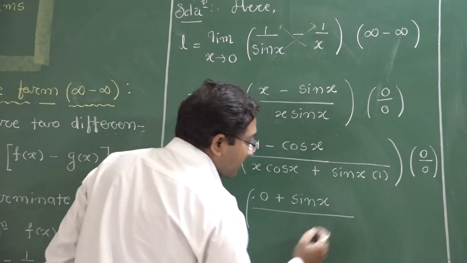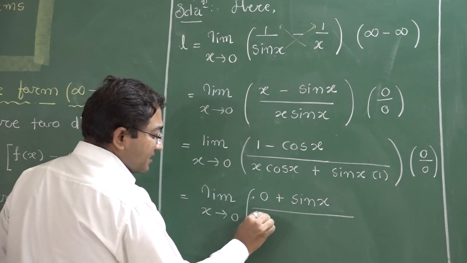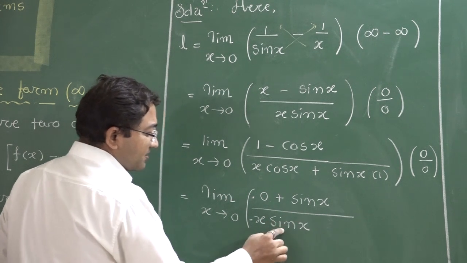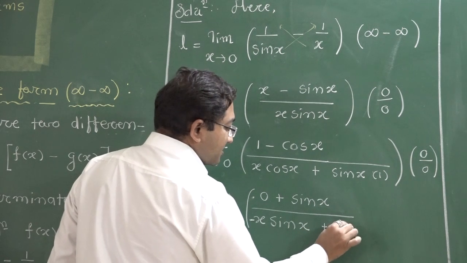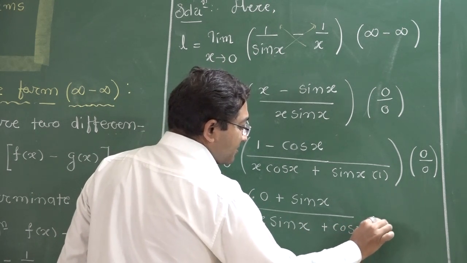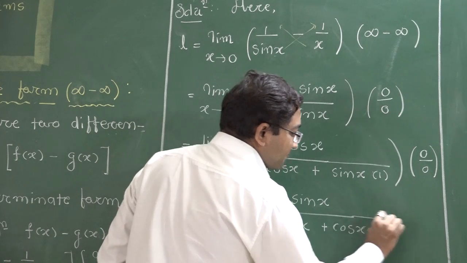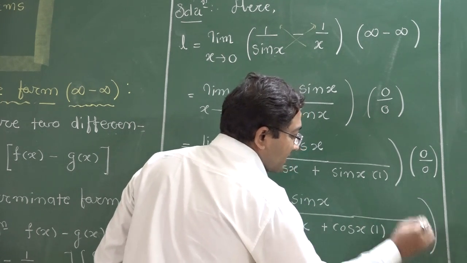Here again we apply the multiplication rule of derivatives. x as it is, the derivative of cos is minus sine, plus cos as it is, the derivative of x with respect to x is 1, plus the derivative of sine, which is nothing but cos. So that is cos x.